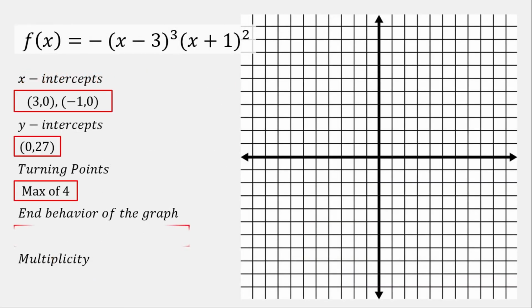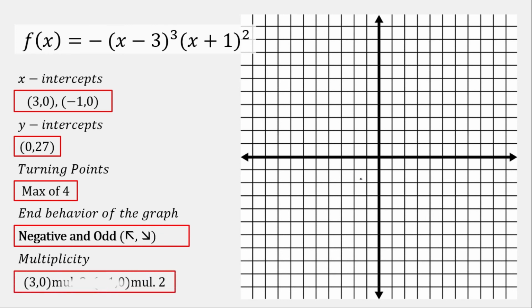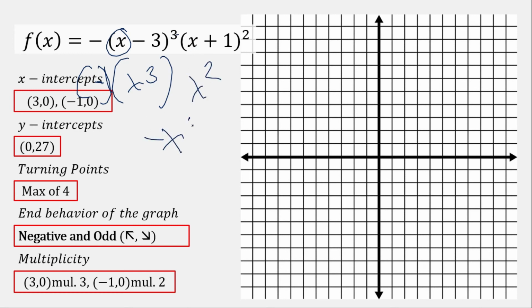Okay, let's write what we know. Now again, how do we get the maximum number of turning points? All you have to do is multiply: x raised to 3 is x cubed, multiplied by negative, then this one, x raised to 2, is x squared. So we have negative x raised to 5.